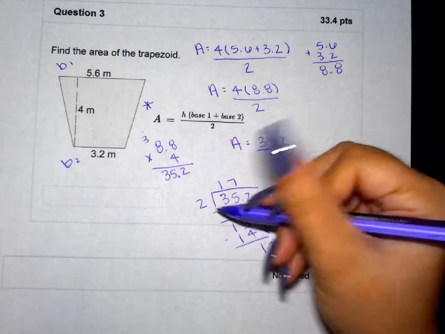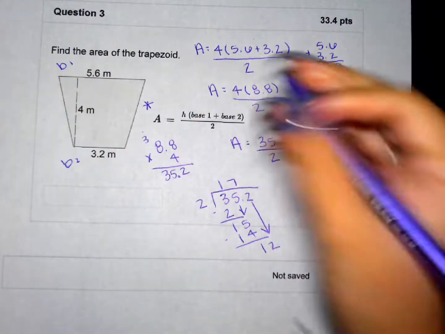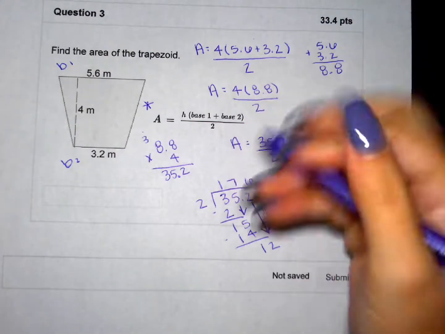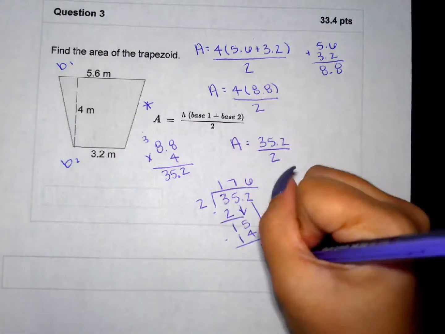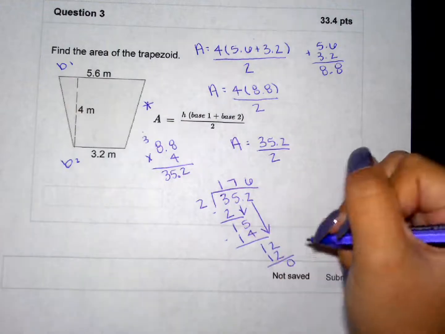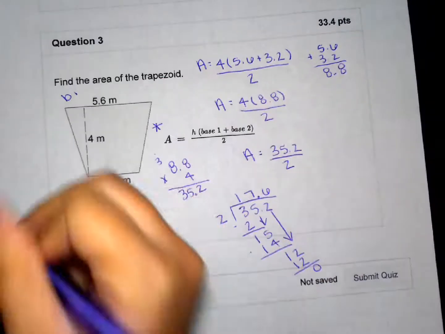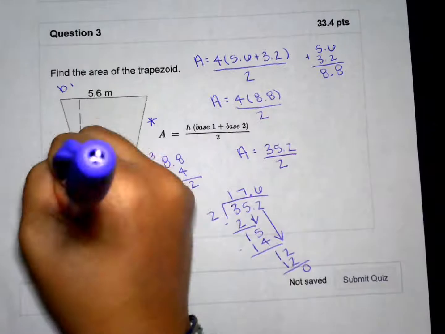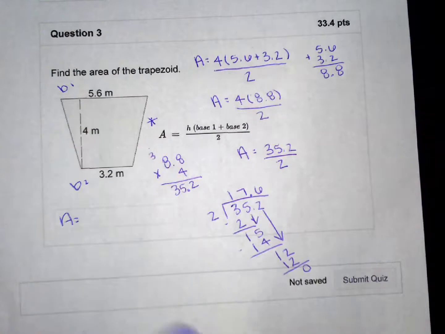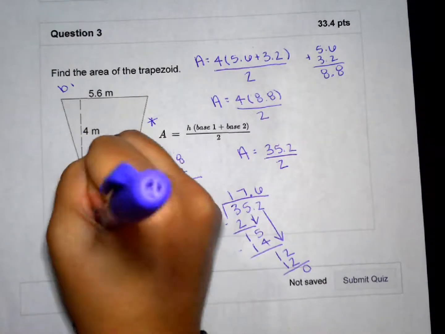2 goes into 12 6 times. 6 times 2 is 12. We have 0. No remainder. We don't have to keep going. So the area of this trapezoid is going to be 17.6 meters squared.